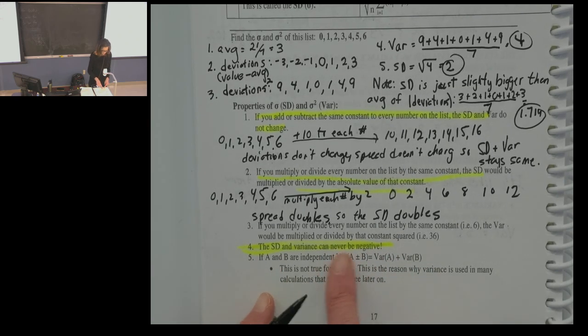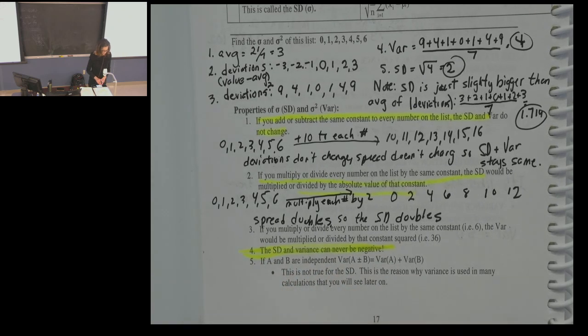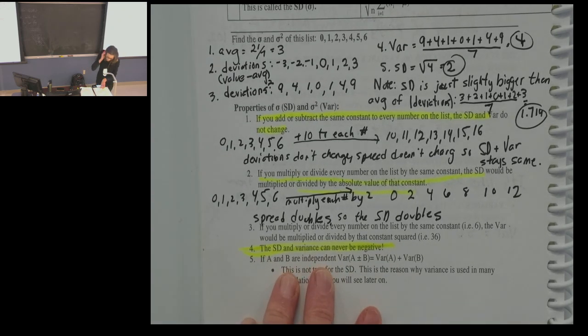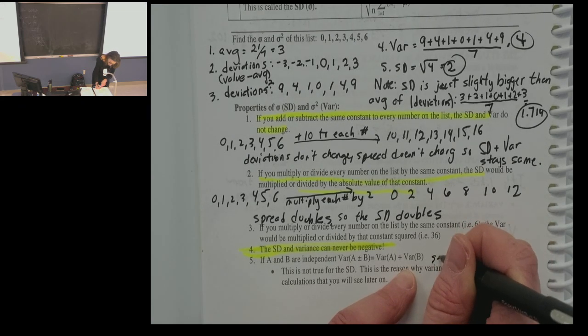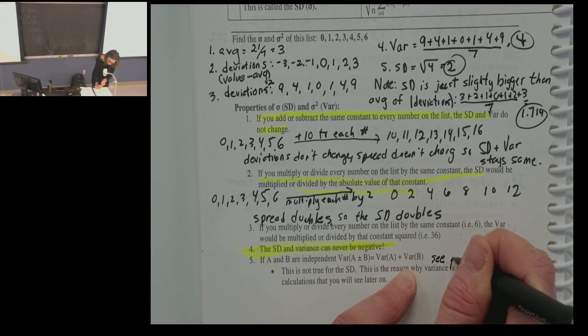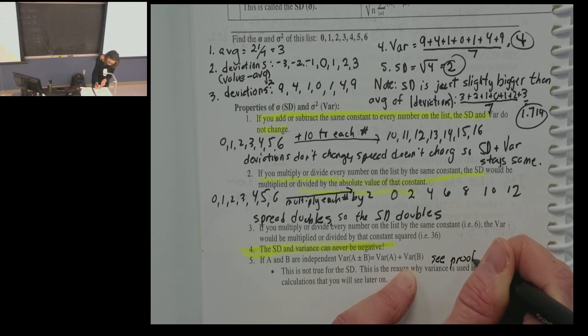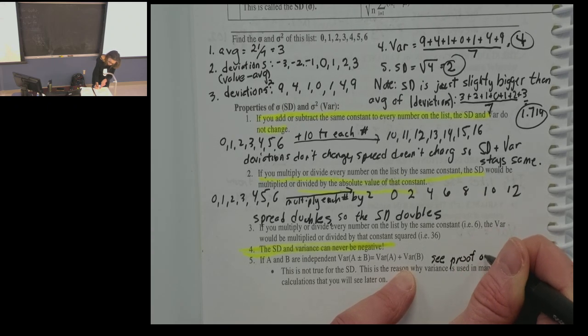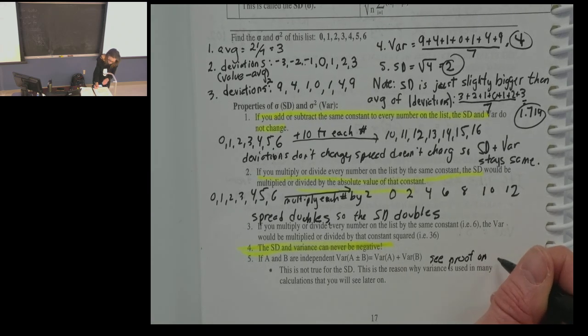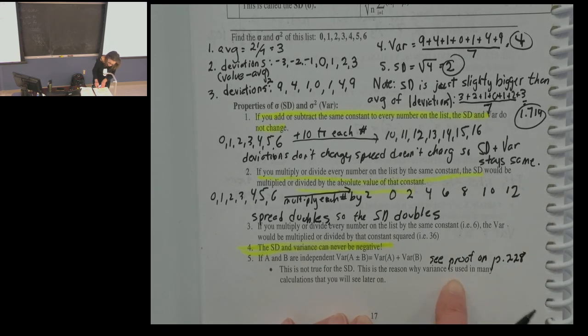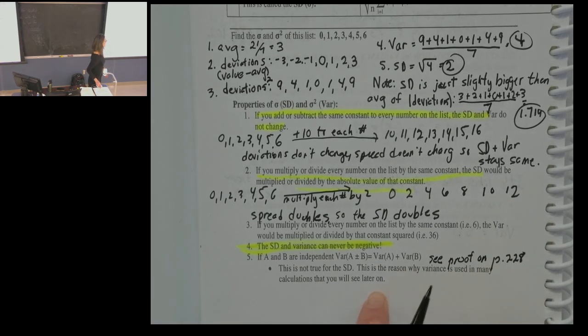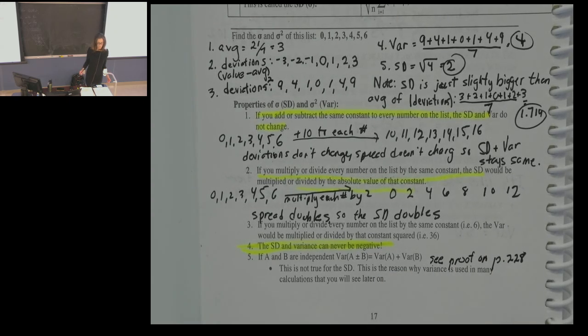This is if they're independent. We're going to talk a lot about this later, but if you're interested now, because I know some of you have had this stuff before, you can see the proof of this. I tried to make it a pretty intuitive proof on page 228. But we're going to talk about this later on a lot. We haven't even talked about independence yet, so it's to come.